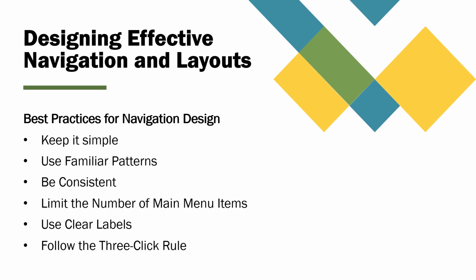And then use clear labeling. So you want to avoid vague terms like "more" or "stuff." You don't want to be vague, you want to be specific. And then you want to always follow the 3-click rule. So users should find any page within 3 clicks.